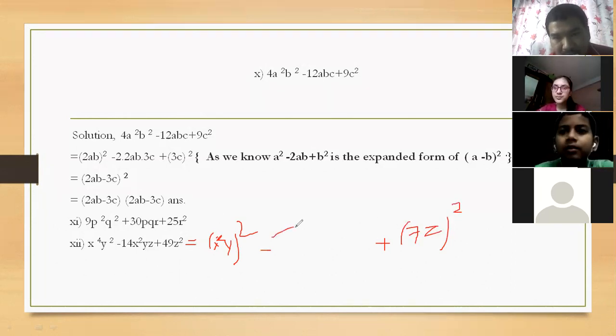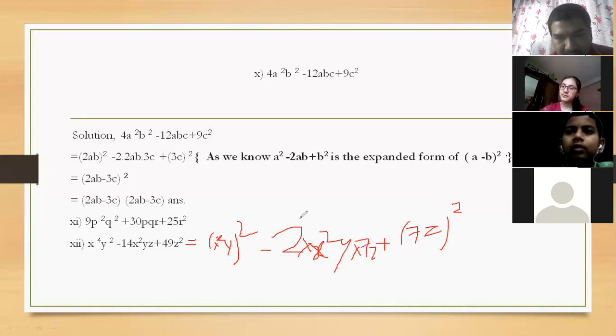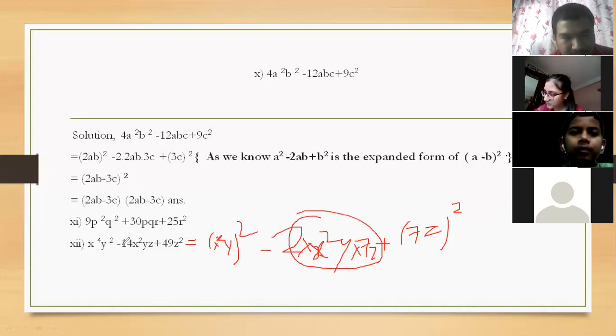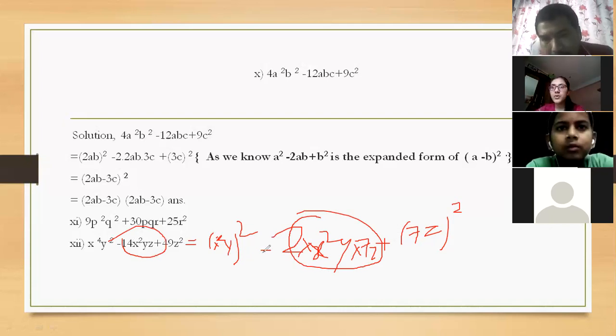Now the middle one, how to make 2ab? 2a, what is a there? 2 into x square y, into what is b there? 7z. Into 7, let's multiply. Does this multiplication give this value or not? Look, check. 2 sevens are 14, x square yz. Yes, it gives.